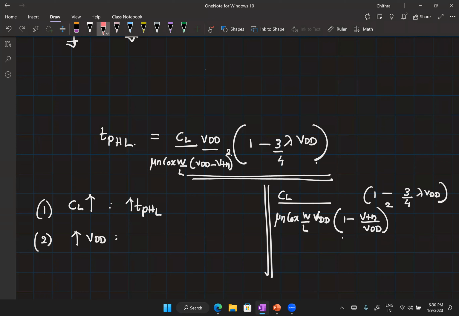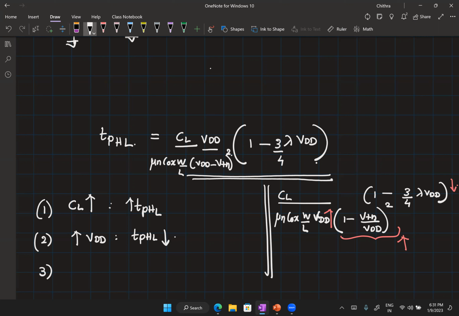Let's look at each of the terms. VDD increases, so this factor is going to decrease. Now it's 1 minus a smaller factor, therefore this whole factor is actually increasing. What about the numerator? This is going to decrease. So overall, my numerator is decreasing and my denominator is increasing. Therefore, if VDD increases, my delay is going to reduce.